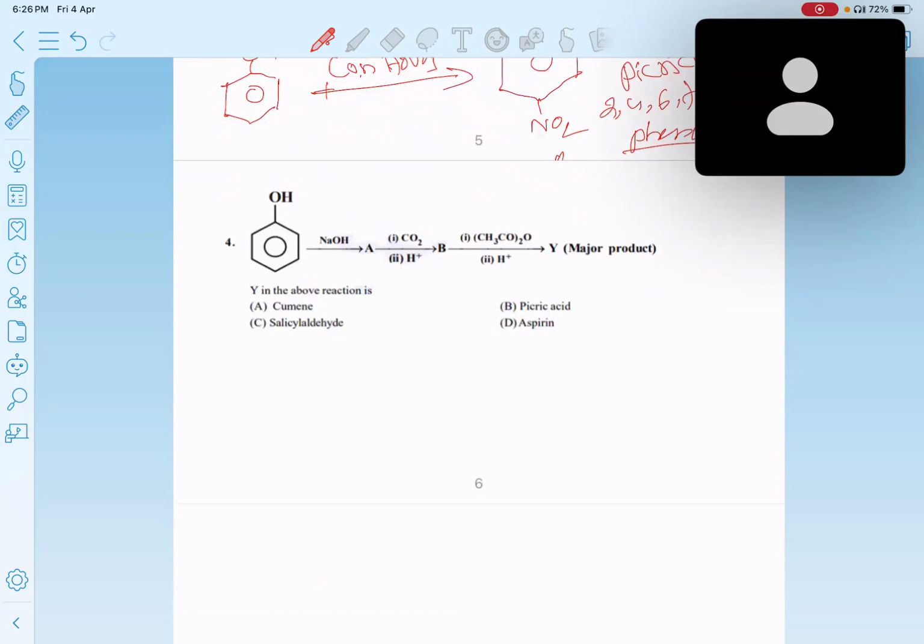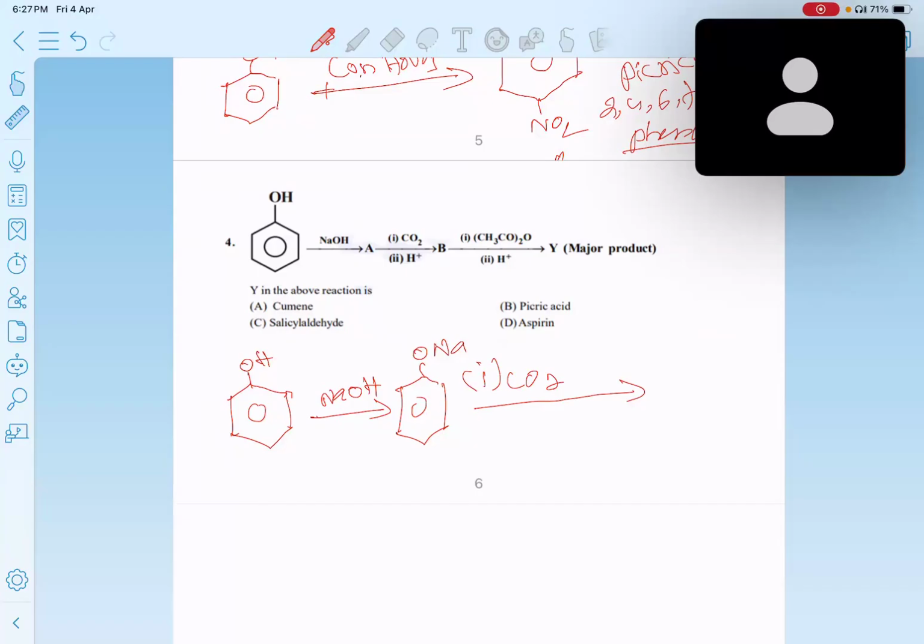Here the sequence of reactions is given. So you have to find out the products A, B, and Y. The question is, what is the major product Y in the above reactions? So here the first main reactant is phenol. Then phenol is treated with sodium hydroxide to form sodium phenoxide, then it is treated with carbon dioxide, followed by acid.